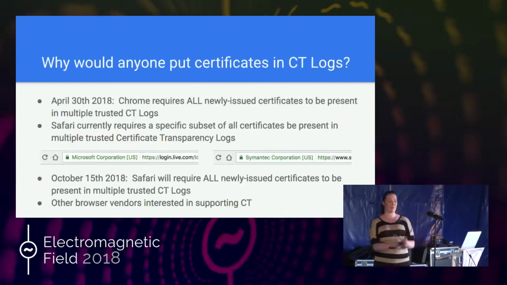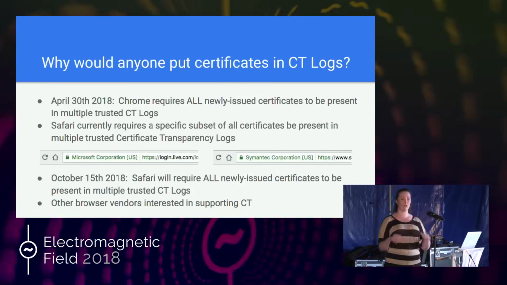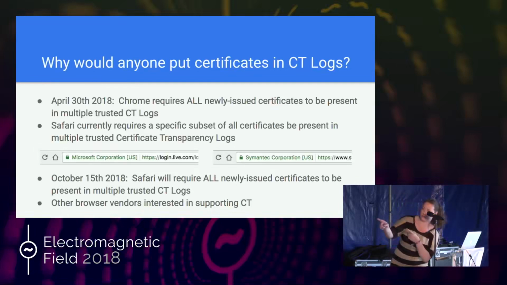As of April 30th this year, Chrome started requiring that all newly issued certificates have to be present within multiple trusted certificate transparency logs to be accepted. Safari currently requires this for a specific subset of certificates. Safari requires this for something called extended validation certificates, or EV certificates. And EV certificates are basically the ones that make your URL bar look like this.